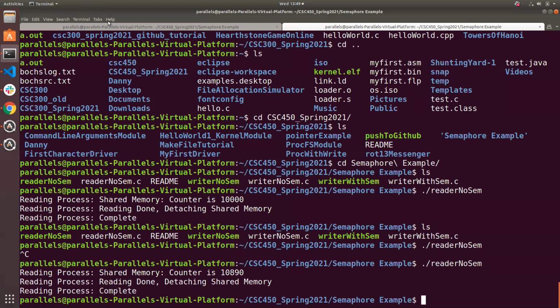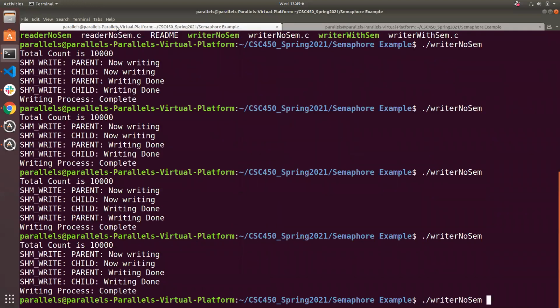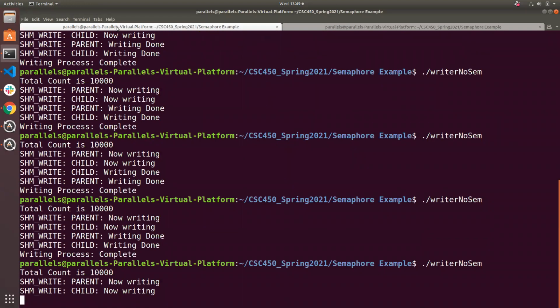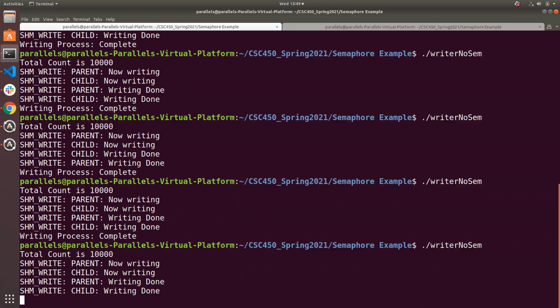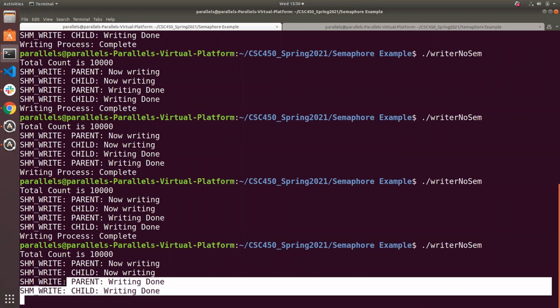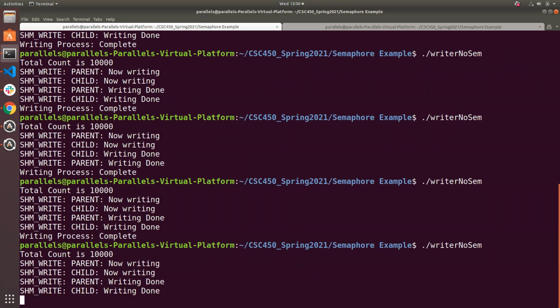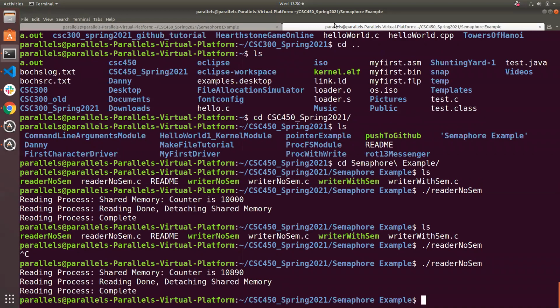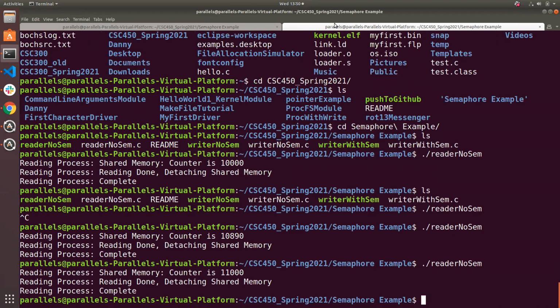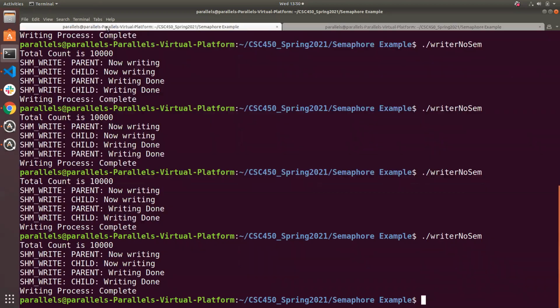And if you want to see that in action, if we call the writer nosem, it doesn't matter how long we sit here. It won't say writing process complete, even if we sit here for a month. At this point, both the parent and the child have finished. And now the parent is sitting there spinning, waiting for our reader process to finally set that reading complete in the shared memory. And that's what will happen over here. So now we have reading complete here. We go back, it'll now be complete.